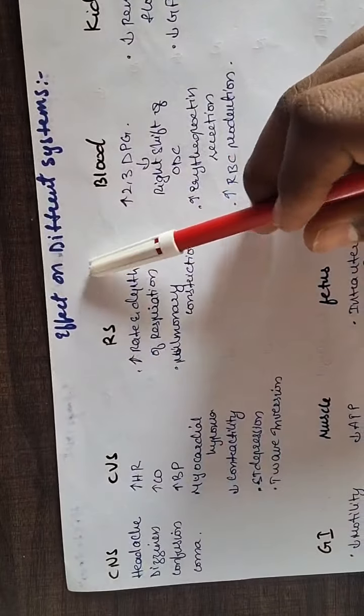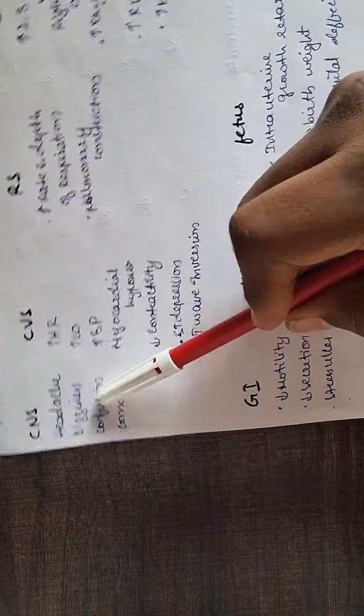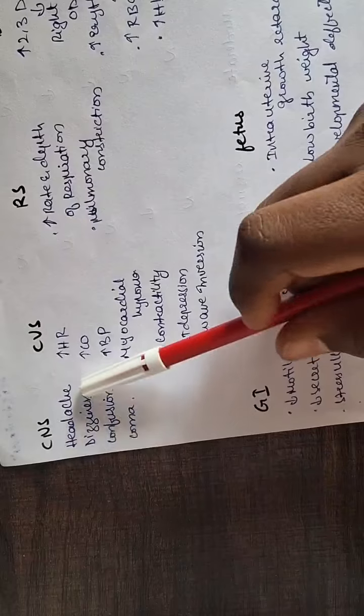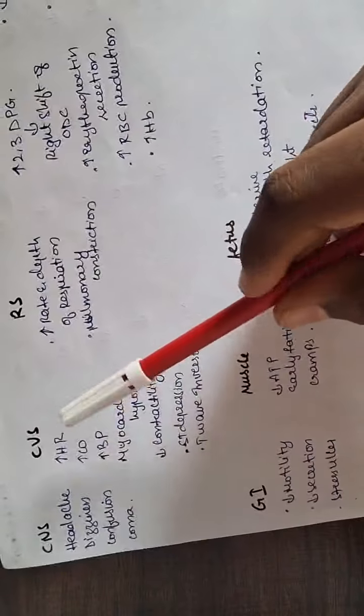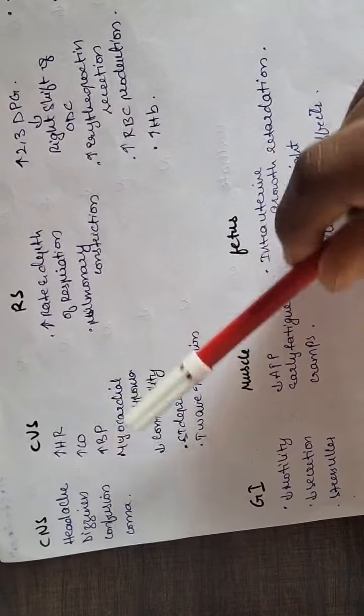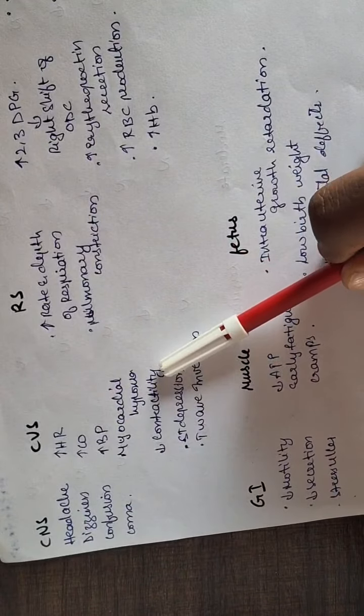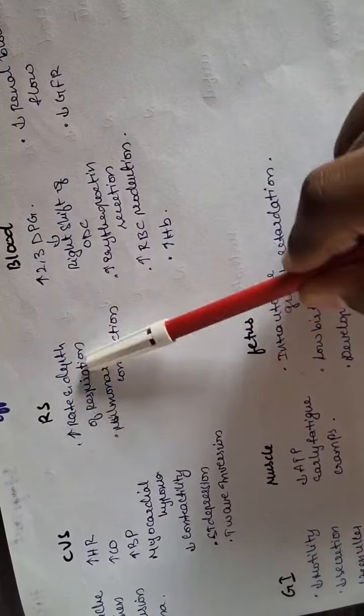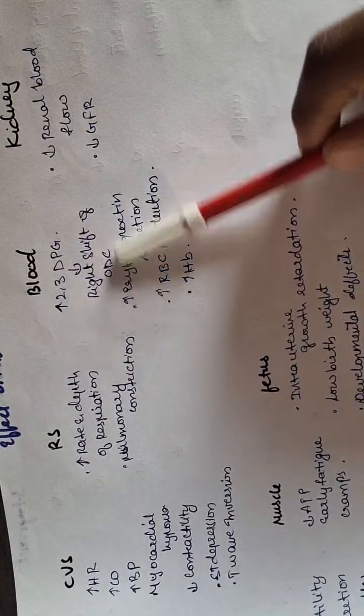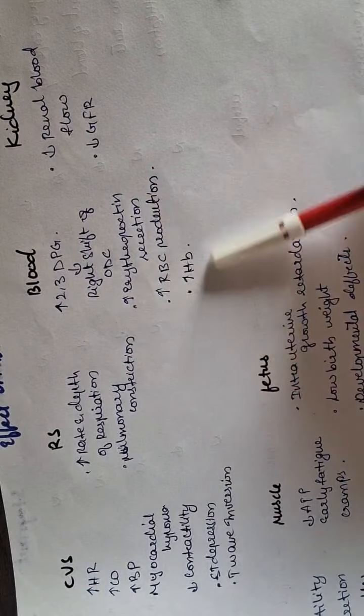Next, coming to the effects of hypoxia on different systems. Starting with CNS, these CNS symptoms are first to appear, and they are headache, dizziness, confusion, and coma. In CVS, we have increased heart rate, increased cardiac output, increased BP, myocardial hypoxia, increased contractility. And in ECG, we see the changes of ST depression and T-wave inversion. In RS, we have increased rate and depth of the respiration, pulmonary constriction. In blood, there is increase in 2,3-DPG, which leads to right shift of the oxygen dissociation curve. There is increase in RBC production and increase in the hemoglobin.